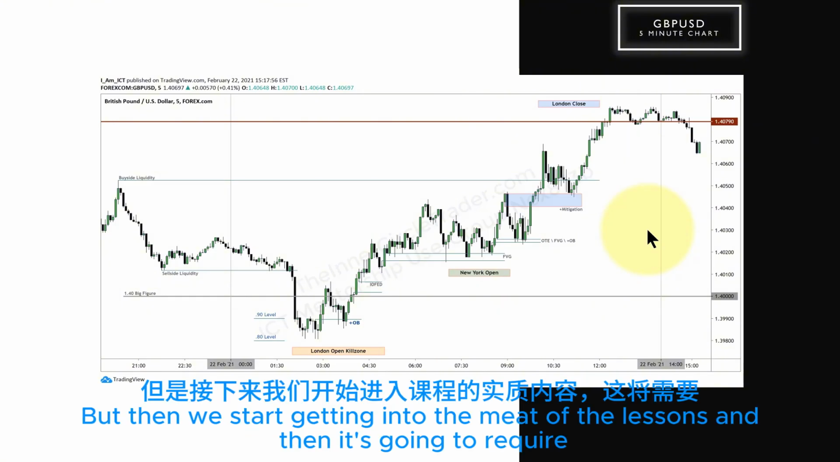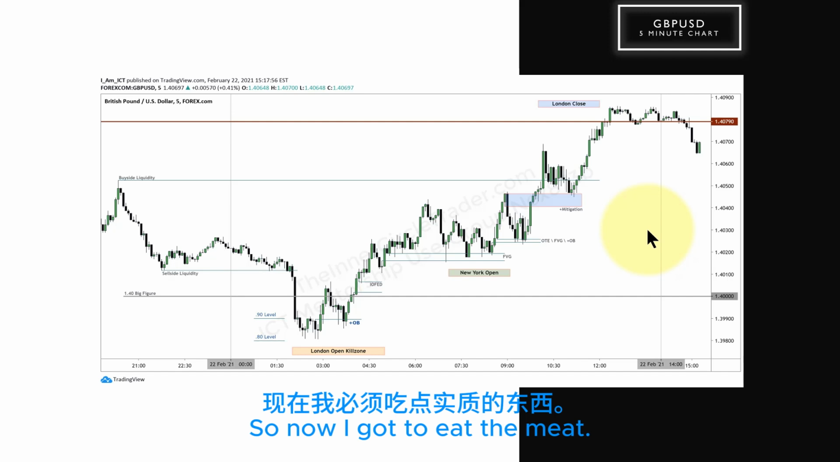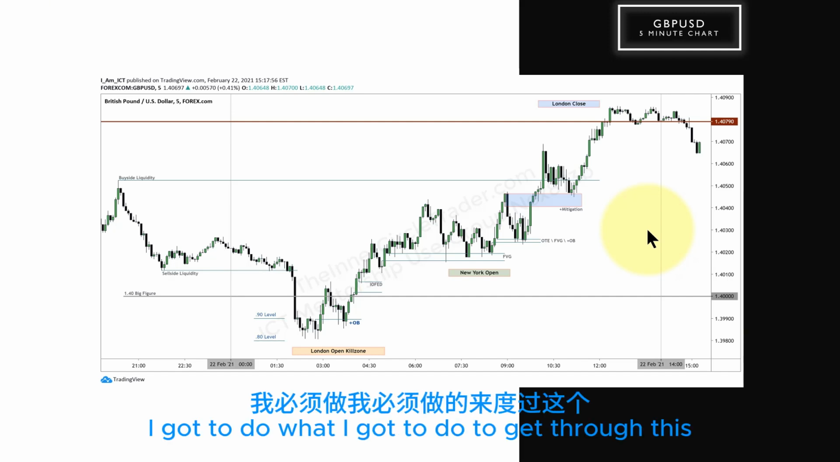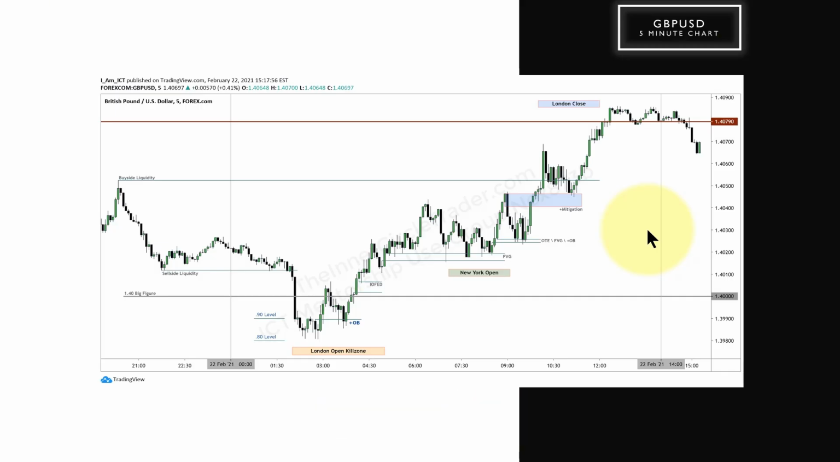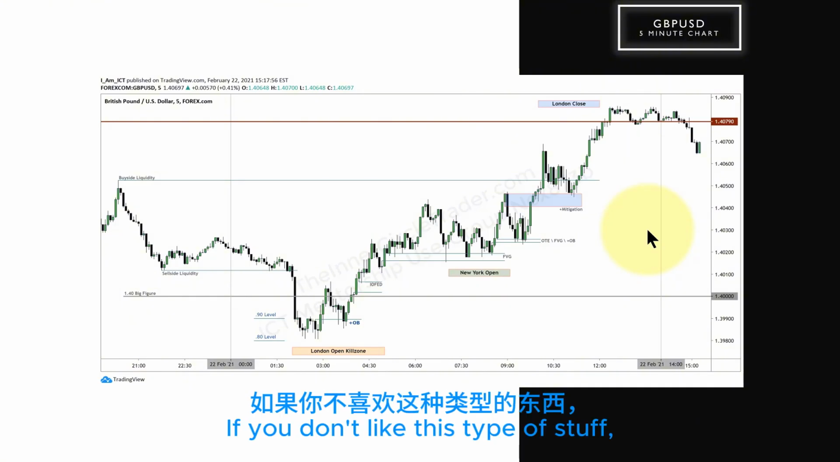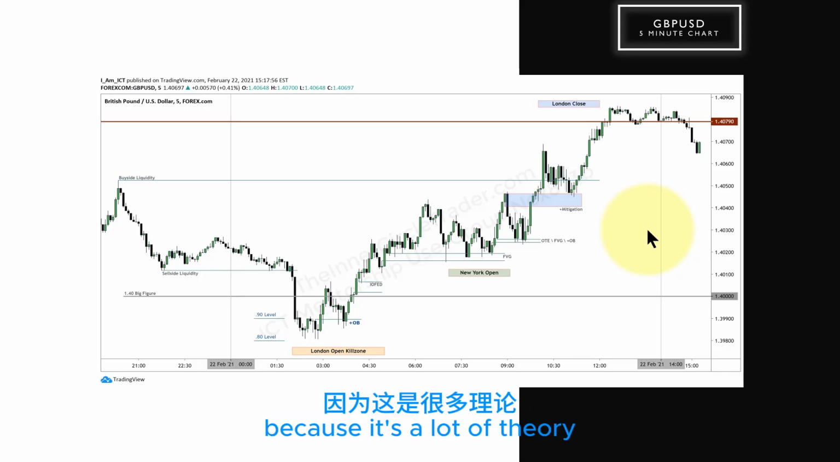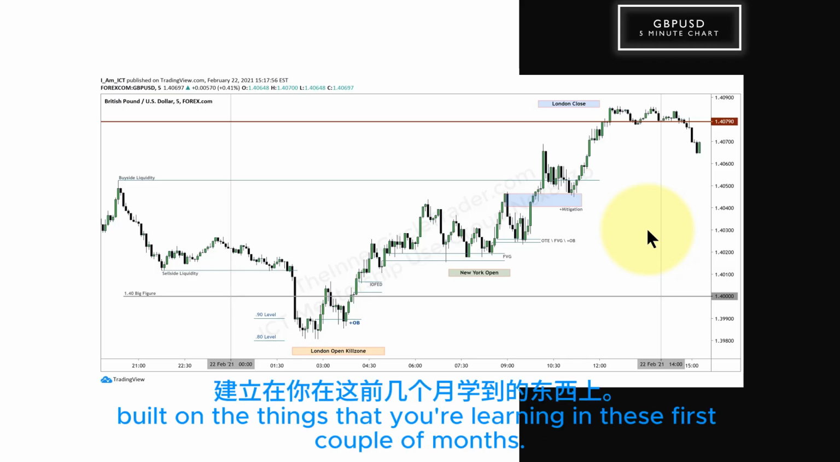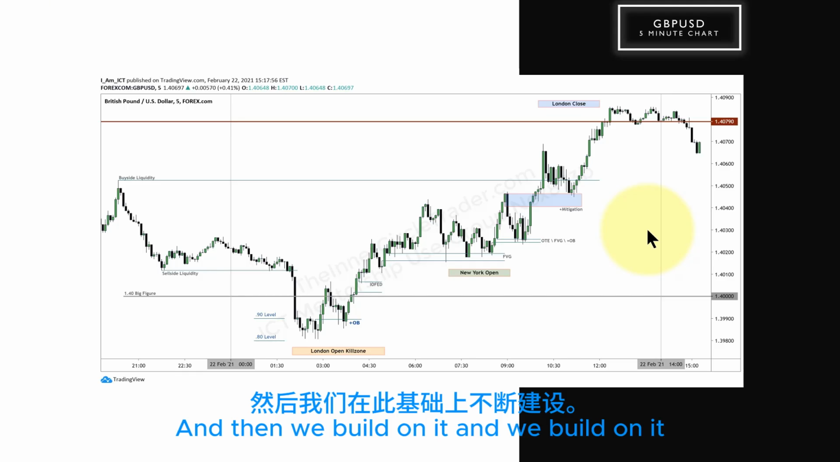But then we start getting into the meat of the lessons. And then it's going to require you to roll your sleeves up and say, okay, I've enjoyed the sugar, so now I've got to eat the meat. I've got to do what I've got to do to get through this, and enjoy doing it. Because if you don't, like this lecture here, it's really, really long. If you don't like this type of stuff, you're not going to make it as a charter member, because it's a lot of theory built on the things that you're learning in these first couple months. And then we build on it and we build on it.